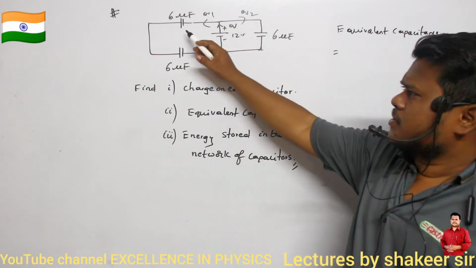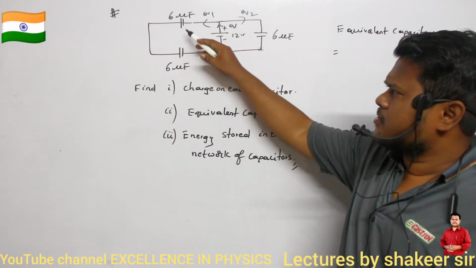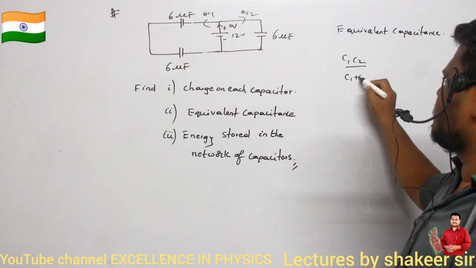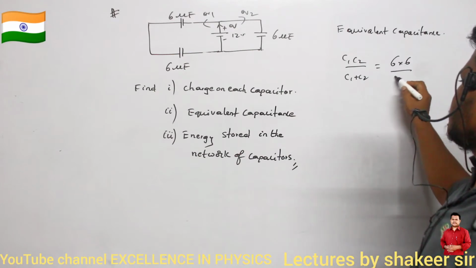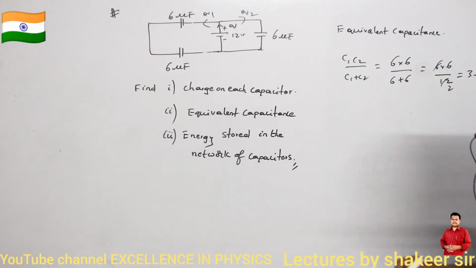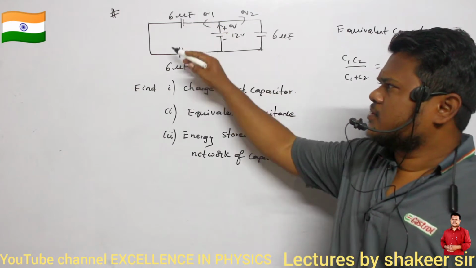Clear? So what about the equivalent capacitance of these two capacitors? It is equal to C1 C2 divided by C1 plus C2. So 6 into 6 by 6 plus 6, that is 6 into 6 divided by 12. Therefore 6 ones are 6, 6 twos are 12, so 3 microfarads. So the equivalent capacitance of these two is 3.